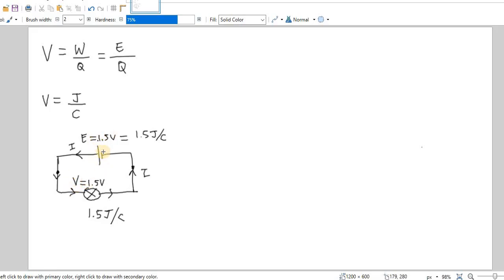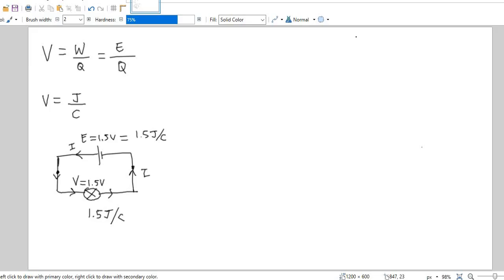Remember, we can use EMF only for power supplies. We can't use the word EMF for components that are using electrical energy. Potential difference, voltage, is used for components that are using the electrical energy. We can even use the word potential difference for the voltage across the battery as well, but the more correct term is EMF. Later on you will see the difference between EMF and the potential difference across the battery, which we call terminal potential difference. It's in another subchapter.